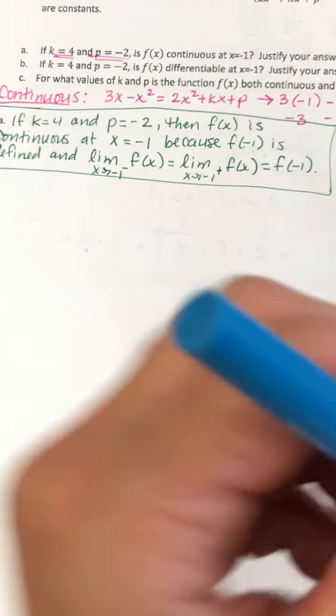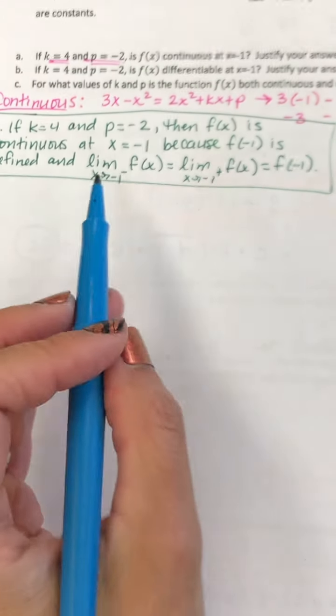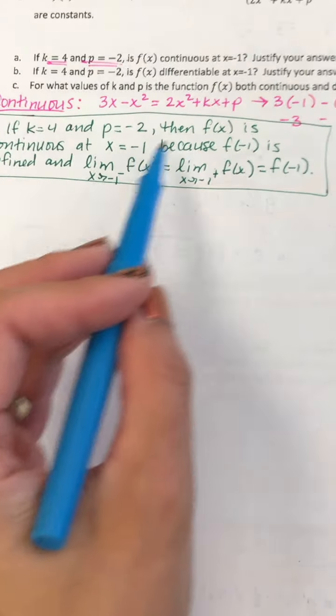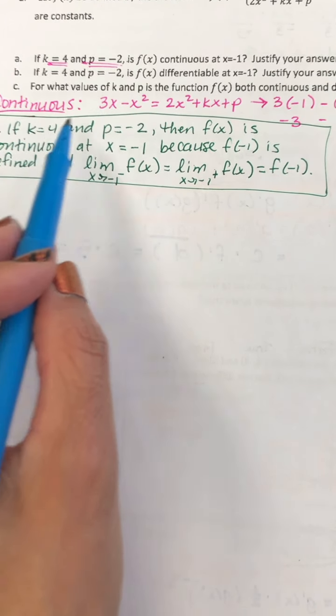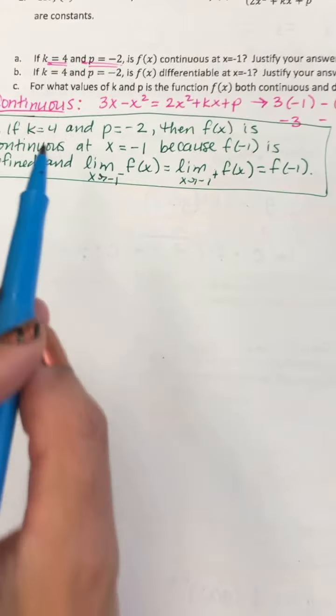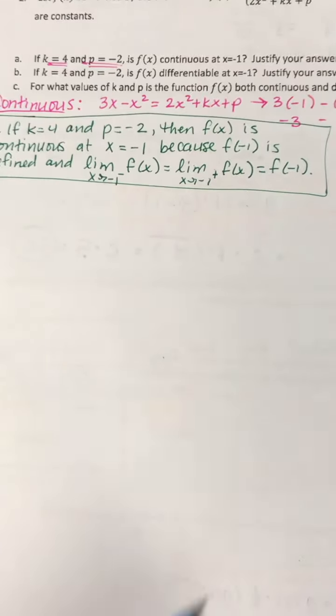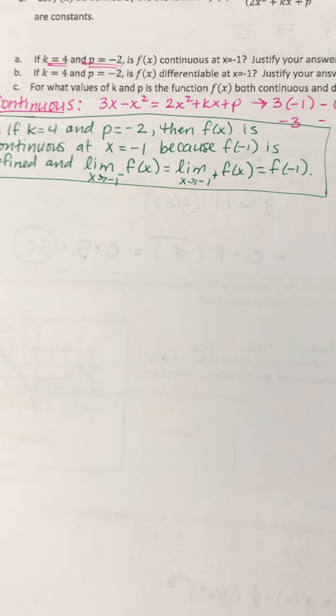Okay. And you would get actually 2 points for this write-up. So I would probably break it up based on your limit statement and stating what are the conditions. Like you have to have k equal 4 and p equal -2 in order for this to be continuous. Okay. All right, so that was part A.